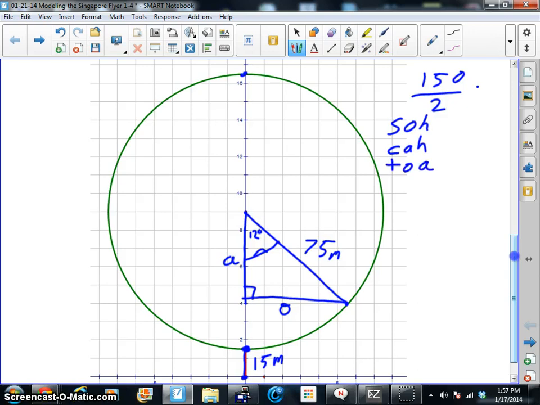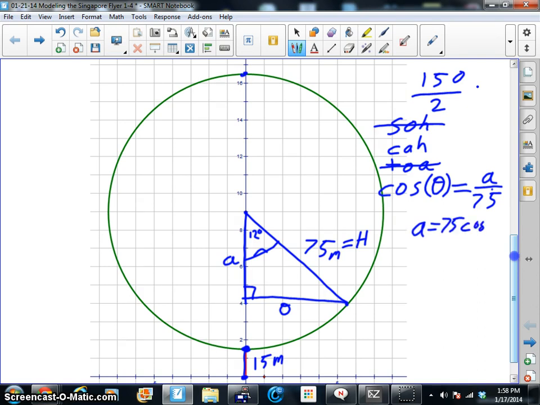These are trigonometric functions. We have our hypotenuse, so we don't have to worry about tangent. We're not looking for the opposite side, so we're going to use the cosine. So cosine of theta, which is the angle, is equal to the adjacent side divided by the hypotenuse. And we're given the hypotenuse, which is 75. And we just need to solve for a, so we're going to multiply both sides by 75. So a is equal to 75 times the cosine of theta.